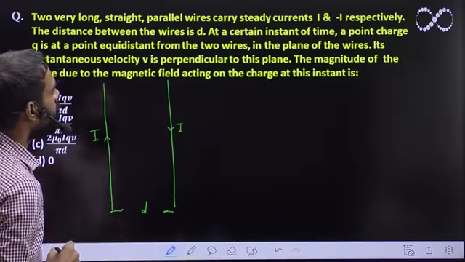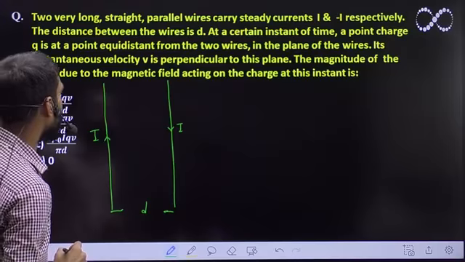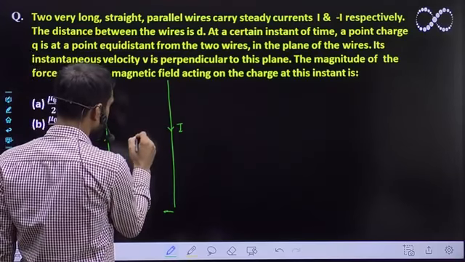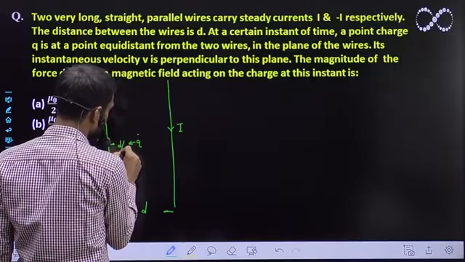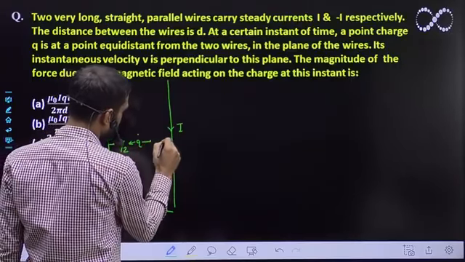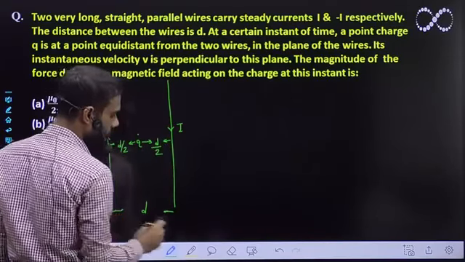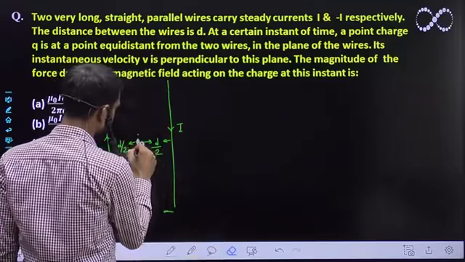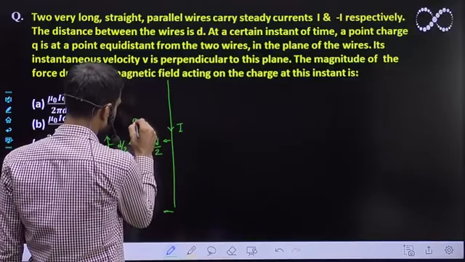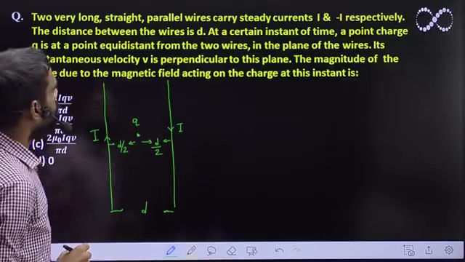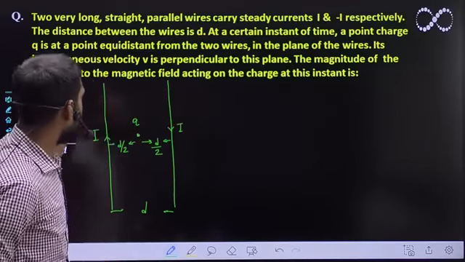At a certain instant of time, the point charge q is at a point equidistant from the two wires. So one point charge q is there, and the distance from here to here is d by 2, and here also the distance is d by 2. At this point the charge is q. This is given in the question, at a certain instant, in the plane of the wires. So it is in the plane of the wires.